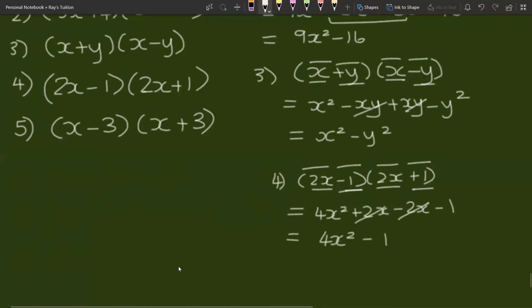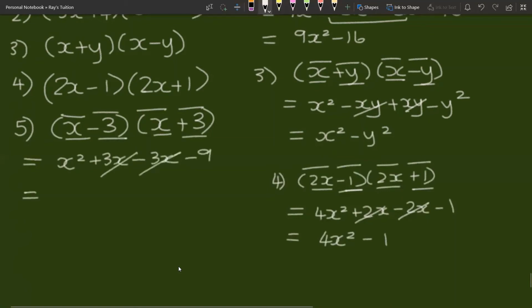The last question, number 5, let us do the steps again. The first times the first is x times x, which is x squared. The outers is x times positive 3, which is positive 3x. The inners is negative 3 times positive x, which is negative 3x. And the last is minus 3 times 3, which is minus 9. Simplifying this, we find that the middle terms once again cancel out, leaving us with x squared minus 9.